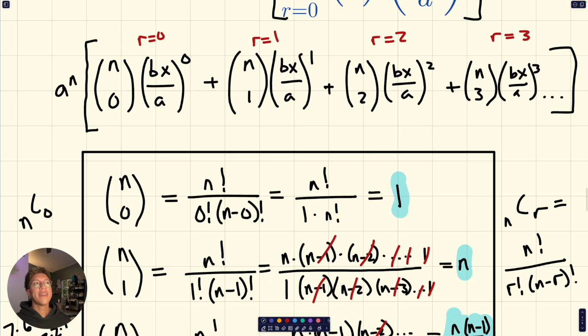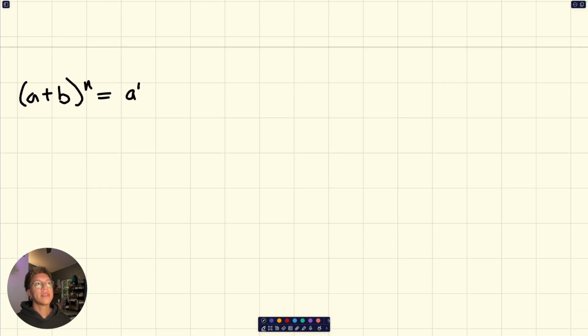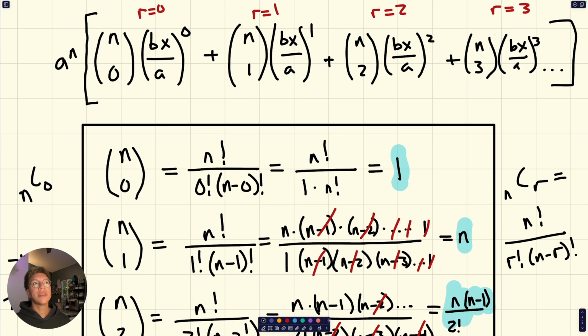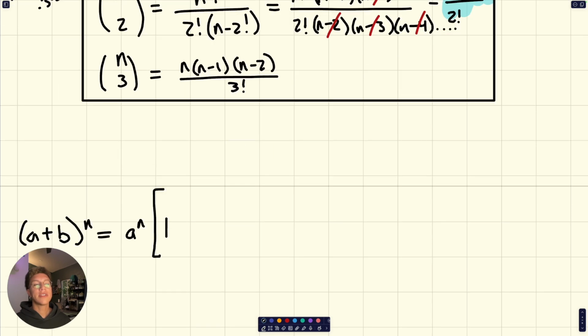Up here we have a to the n out front. And then inside the brackets, let's use brackets, keep it consistent. We're going to have our very first term, which is n choose 0. N choose 0 is 1. And this term, anything raised to the 0th power, is 1. So we get 1 as the first term.